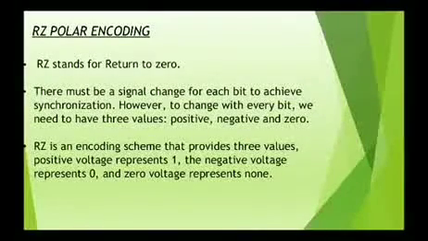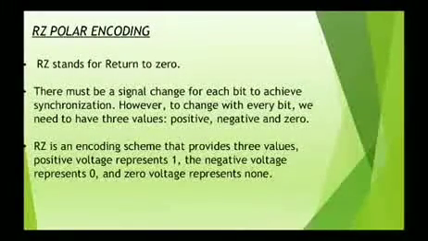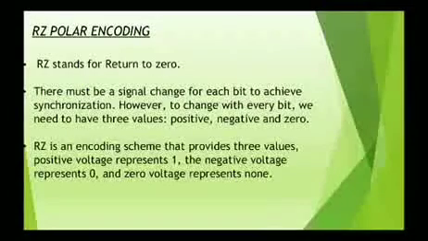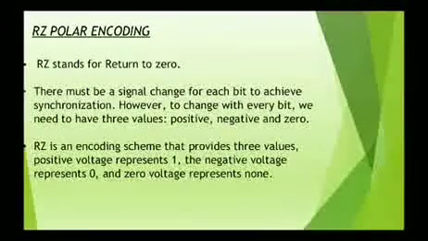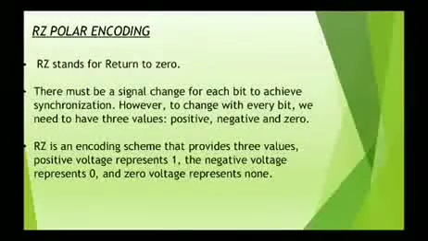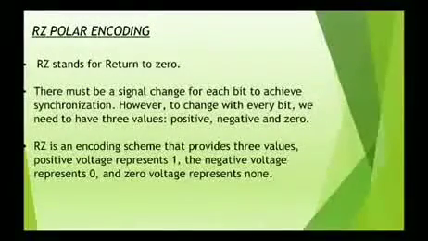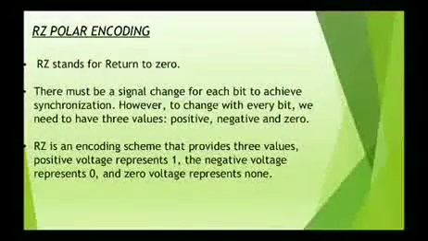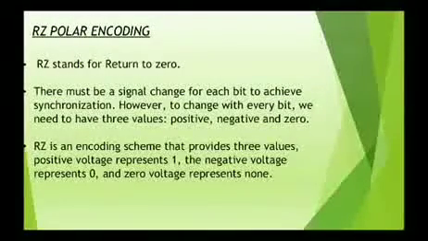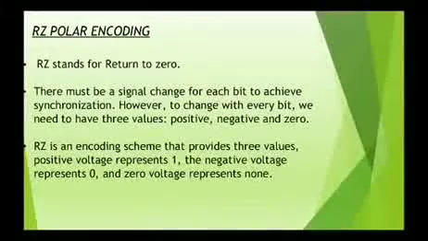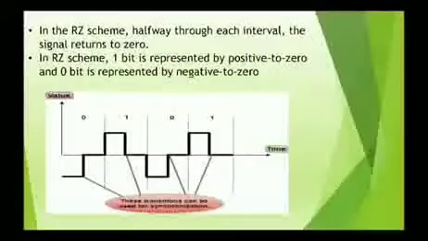Next, RZ polar encoding. RZ stands for return to 0. As the name indicates, the voltage pulses should return to 0. So there must be a signal change for each bit to achieve synchronization. However, to change every bit we need to have three values: positive, negative and zero, and the RZ encoding scheme provides three values. Positive voltage represents 1, negative voltage represents 0, and zero voltage represents none.